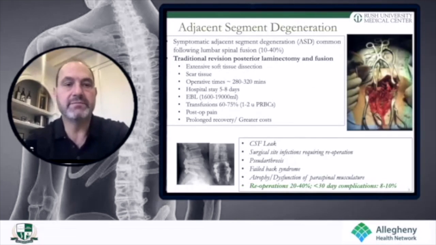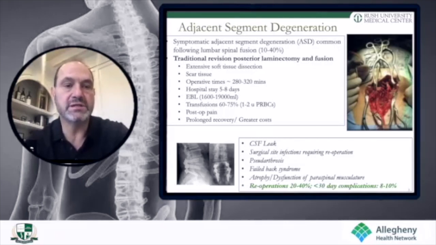So adjacent segment degeneration after lumbar fusion is a common clinical problem, with studies estimating the incidence to be somewhere close to 40%. Traditionally, when patients require surgery, the procedure performed is a posterior approach with a fusion. This is a difficult surgery.